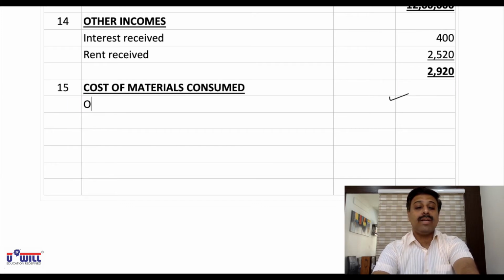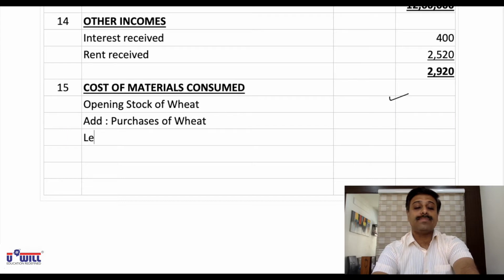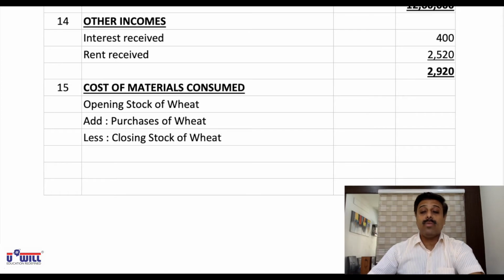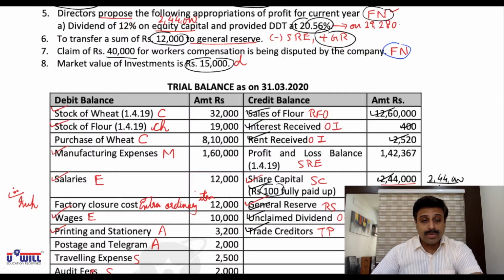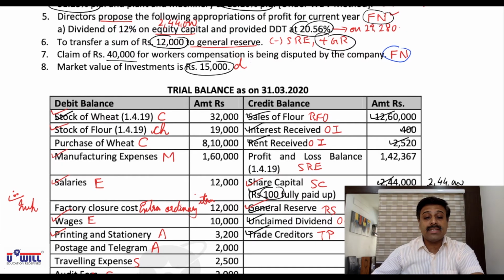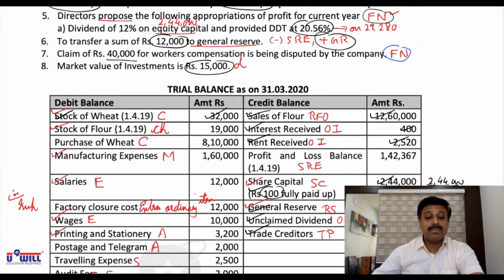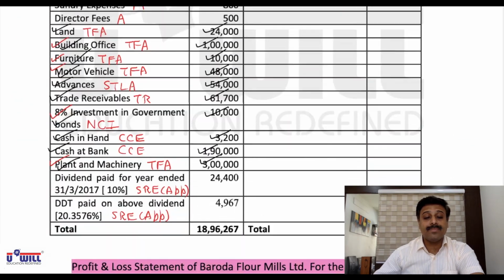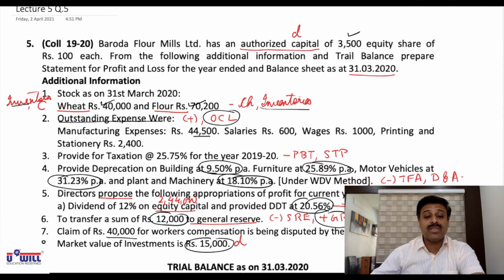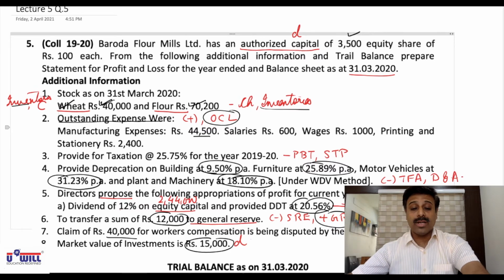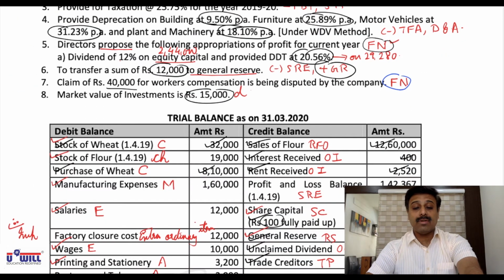In this, we will have opening stock of wheat. Wheat is the raw material over here because it's a flour mill. In that, we will add purchases of wheat, and then we will minus closing stock of wheat. So everything related to wheat being a raw material will come in cost of materials consumed. You all can see opening stock of wheat is 32,000. Okay, plus purchases of wheat is 8,10,000. 32,000, 8,10,000, and adjustment 1, 40,000 is the closing stock.